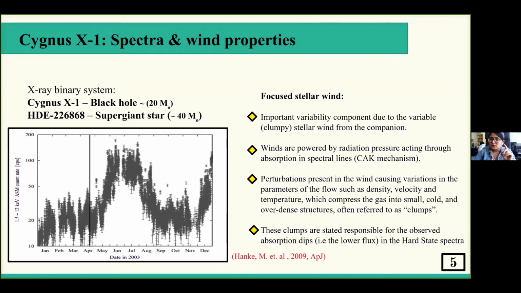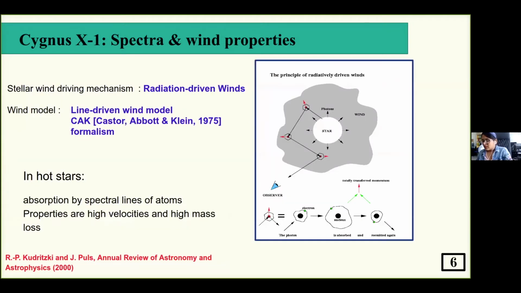This is another observation showing spectra of Cygnus X-1, and in spite of the high intrinsic variability, the high state during June, July, and August can clearly be distinguished. An important variability component is due to the variable stellar wind from the companion. The driving mechanism of stellar wind in Cygnus X-1 is radiation pressure. Mostly all hot stars have winds driven by radiation.